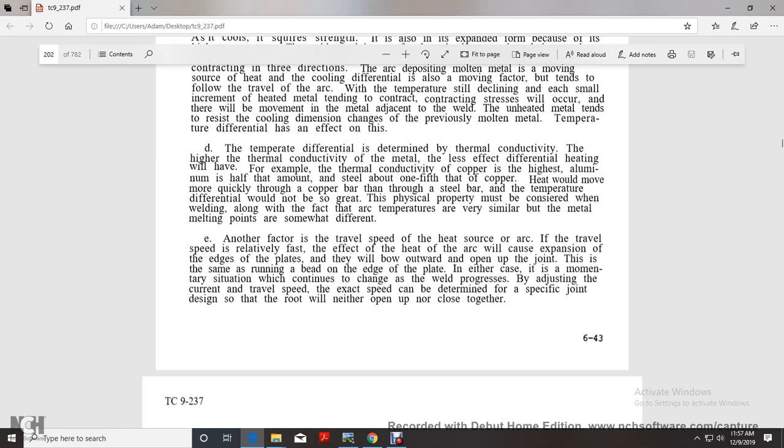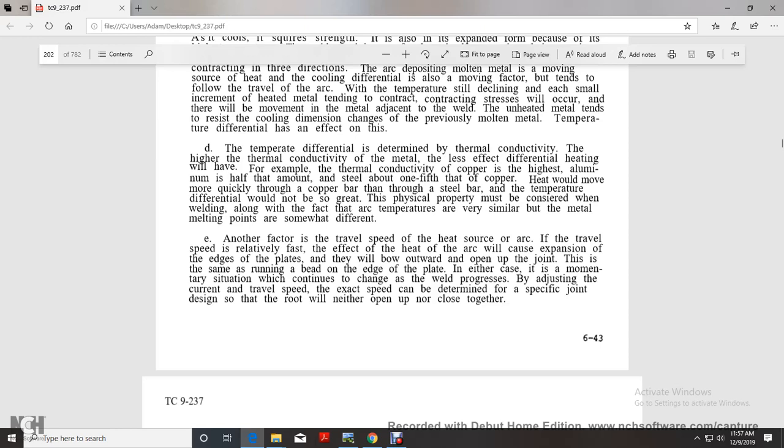For example, the thermal conductivity of copper is the highest. Aluminum is half that amount, and steel is one fifth that of copper. Heat would move more quickly through a copper bar than a steel bar, and the temperature differential would not be so great. Physical properties may be considered for welding, along with the fact that arc temperatures are very similar for metals whose melting points are somewhat different.